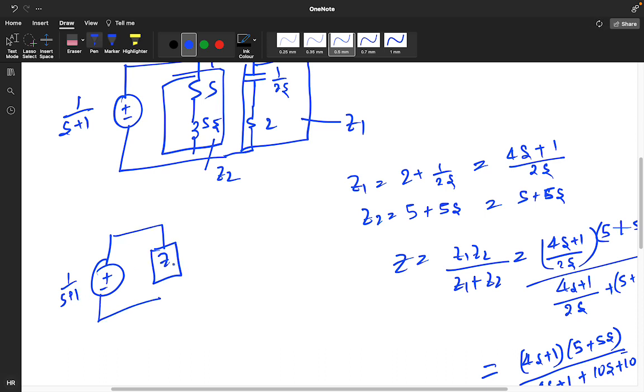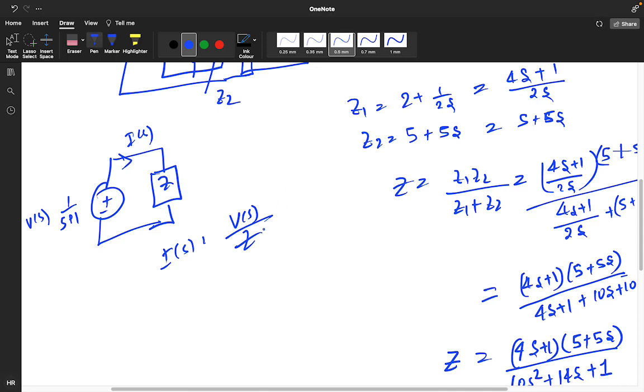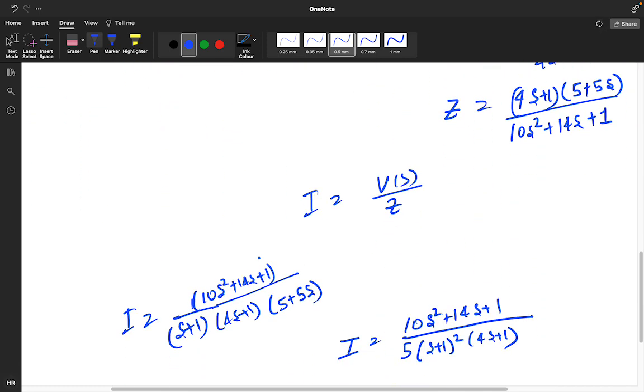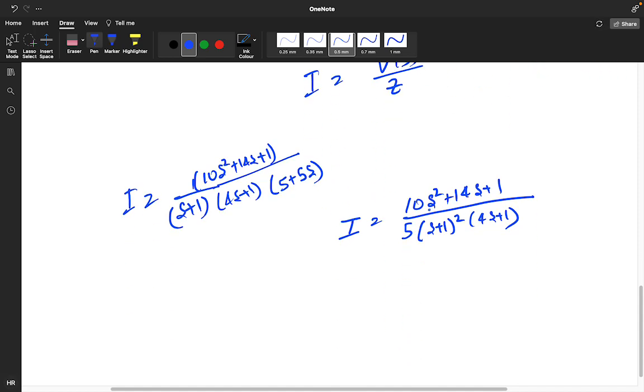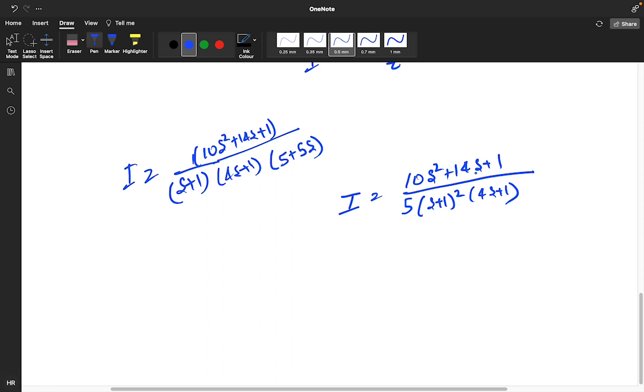This is my z, and the value is this. And if I want to find the current I of s, this is your v of s. So I of s is equal to v of s divided by z of s. So we did it. I of s is equal to v of s divided by z of s, and we get the result like this: 10s square plus 14s plus 5, because this is s plus 1 and 4s plus 1, and 5 I will take common, so s plus 1 the whole square will come. Up to here it is clear, guys? Up to here it is clear?